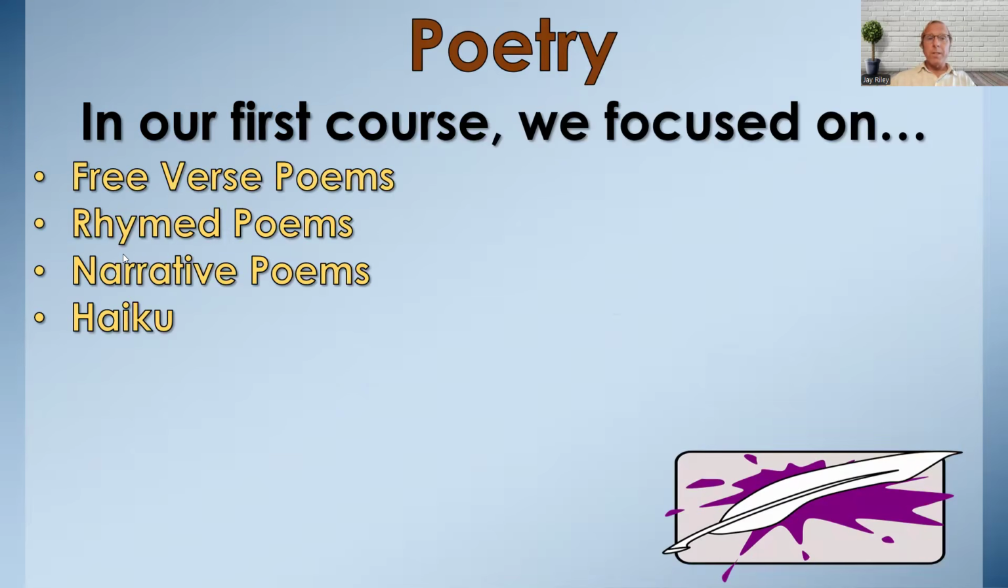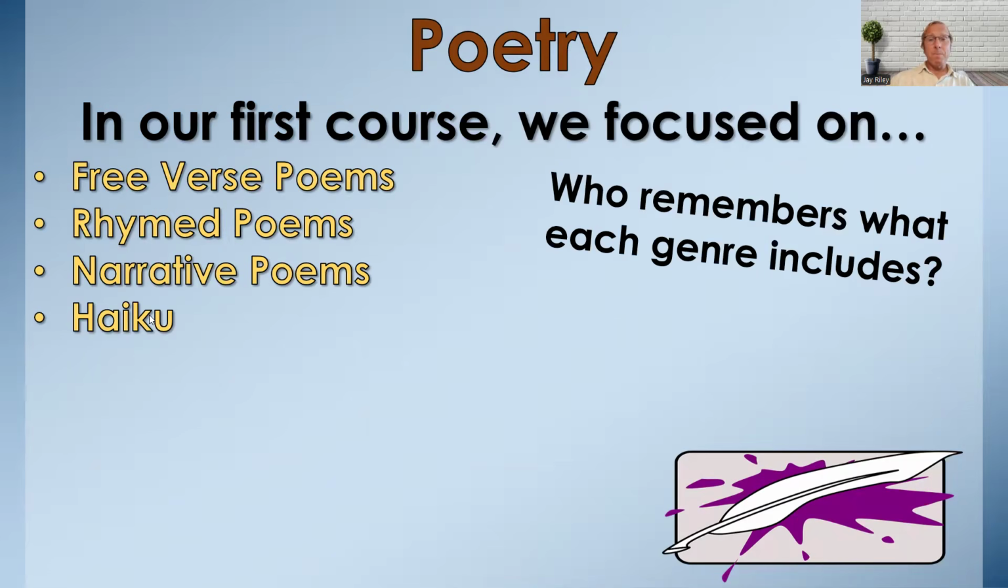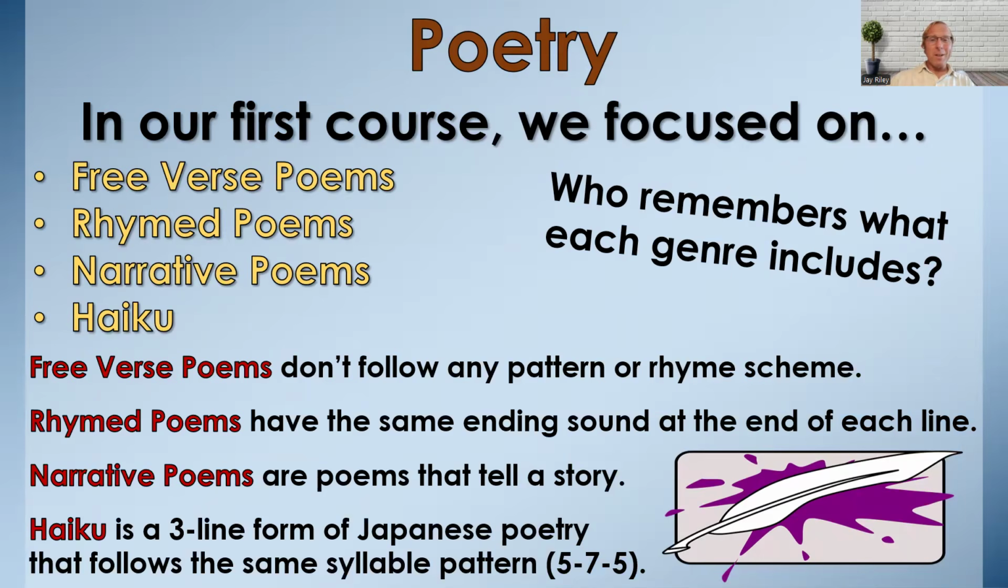So in our first course, we talked about free verse poems, rhyme poems, narrative poems, and haiku. So hopefully you remember what all of these are. Free verse, we said, doesn't follow any pattern or rhyme scheme, and rhyme poems have the same ending sound at the end of each line. The word narrative means story. So narrative poems are poems that tell a story. Narrative poems can be free verse poems. They might follow a rhyme scheme, but the important component of a narrative poem is that we're telling a story to our audience.